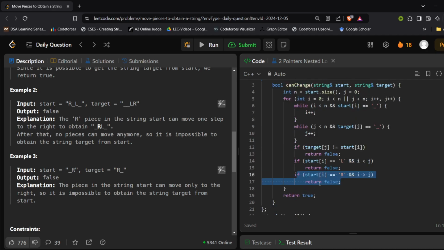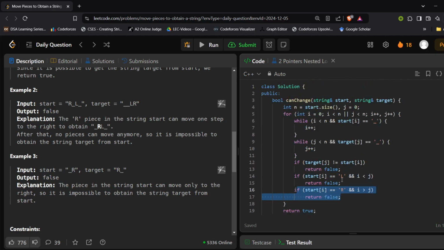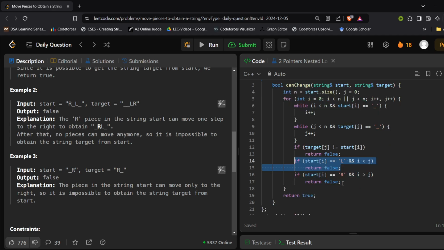And since we discussed the L condition some time back, it should be the opposite, because an L character cannot move to the right hand side. So if j is greater than i, that is the case I mentioned, where it is L underscore and here underscore L, I cannot make my L move forward. In that case also I will return false. And these three cases will cover all the conditions, and if all these conditions are satisfied, we'll simply return true.